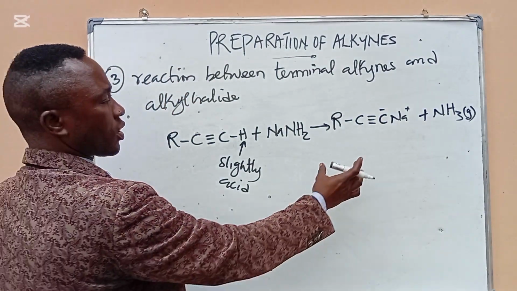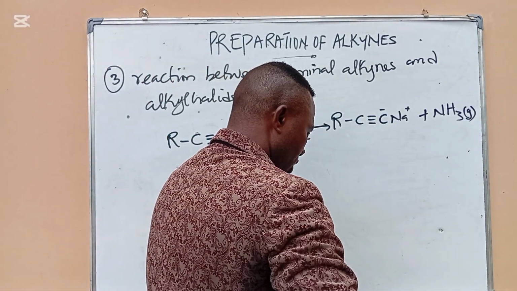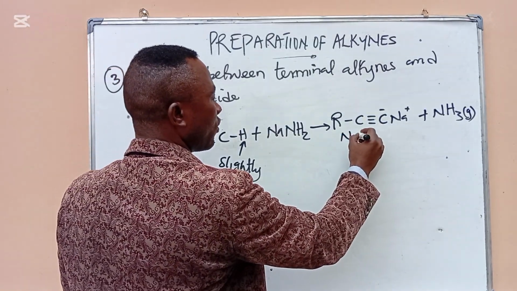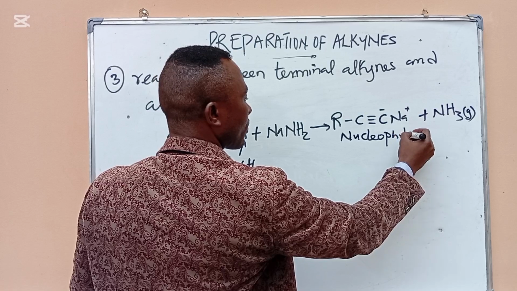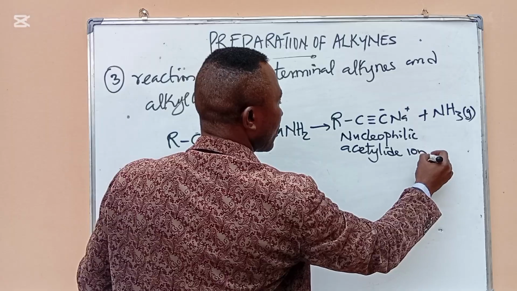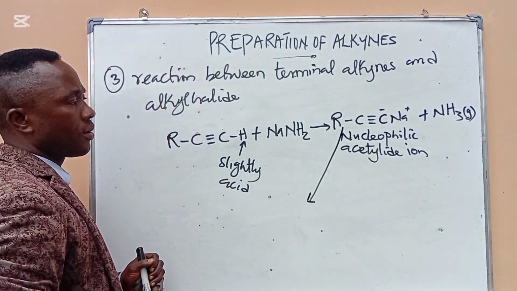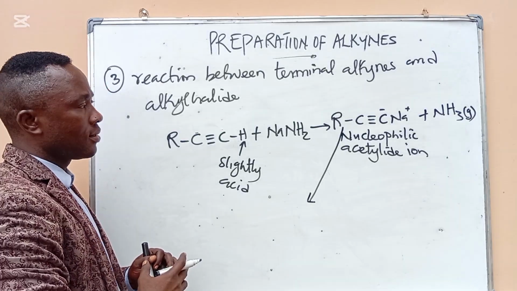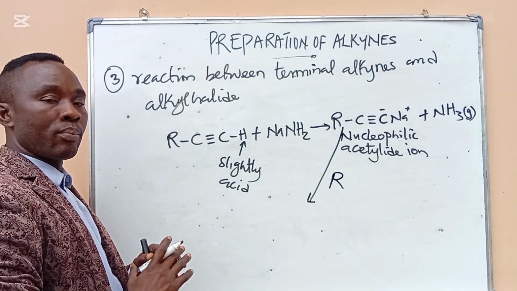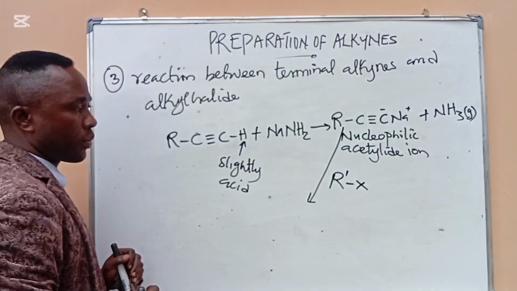Okay, then the compound that we generated is the acetylide ion, which is nucleophilic. This nucleophilic acetylide ion can now react with an alkyl halide, a primary alkyl halide in this case, R prime X.